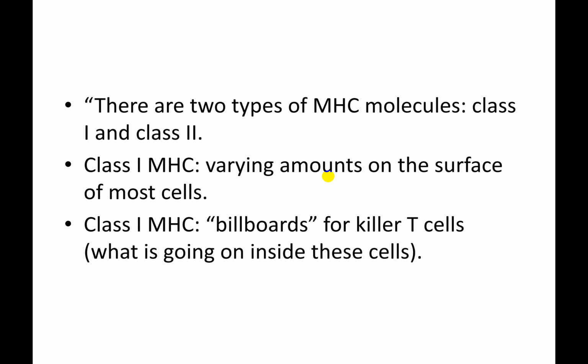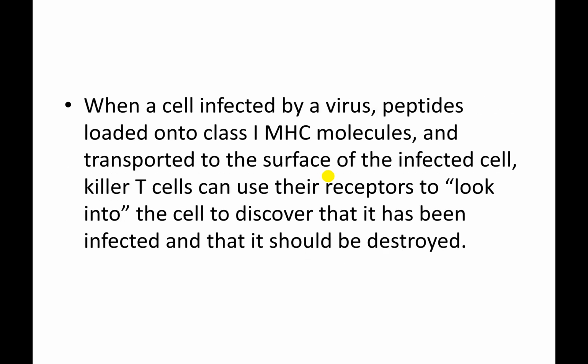Class 1 MHC exists in varying amounts on the surface of most cells. I will show you a graph and a table about this. Class 1 MHC works as a billboard for killer T cells to understand what's going on inside the presenting cells. When a cell is infected by a virus, peptides are loaded onto class 1 MHC molecules and transported to the surface of the infected cell. Killer T cells can use their receptors, as was mentioned in previous slides, to look into the cell to discover that it has been infected and that it should be destroyed.